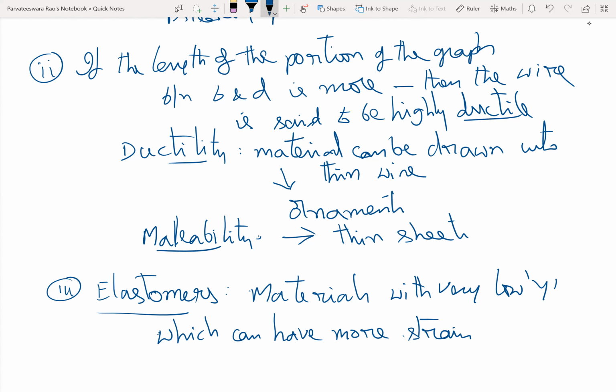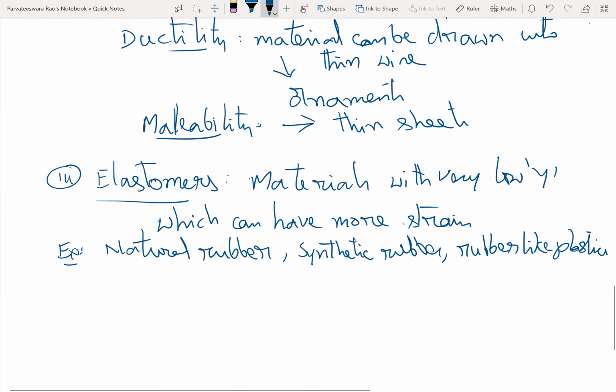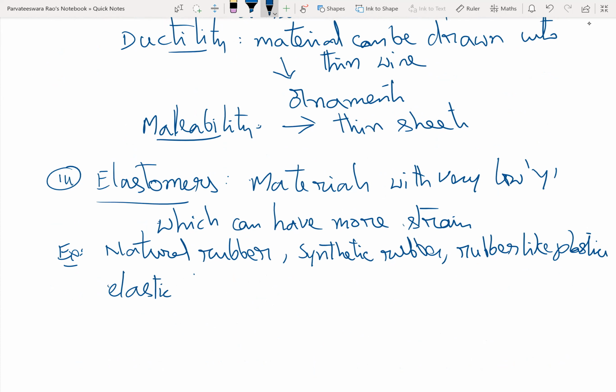The examples are natural rubber, even synthetic rubber, rubber-like plastics, and elastic tissues. They are all elastomers. And they have a very low value of Young's modulus.